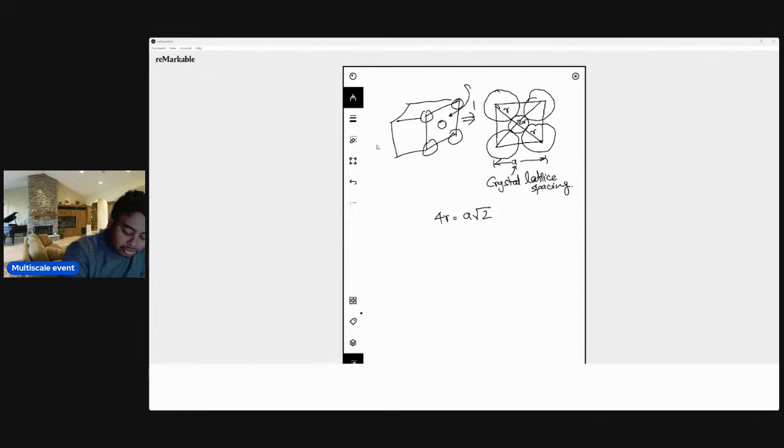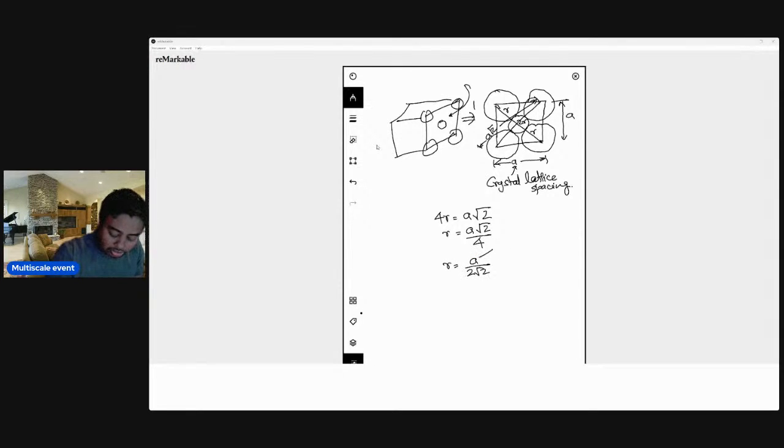Why is this A times root 2? Because if you do Pythagoras, this is A and this other length is also A, so this diagonal is A square root 2. Also, this is a square, so if you put a 45-degree angle using trigonometric identities, you'll get A square root 2 over here. If we divide both sides by 4, we get A square root 2 over 4, and your atomic radius is A by 2 root 2.